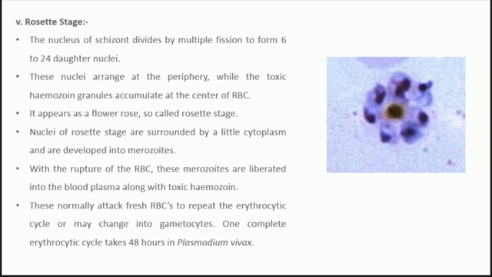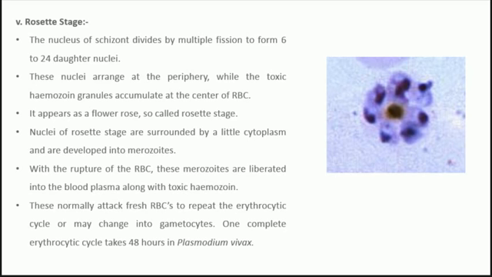Remember, as you can see in the structure in the diagram, you cannot see 24 daughter nuclei, but you will see the accumulation of the pseudopodial carrier at the center of the RBC. Now it appears as a flower rose, because at the center you see that yellow pigment, and around it you may see the nucleus. So it looks like a flower-like appearance, rosette stage. That's why it is called a rosette stage.